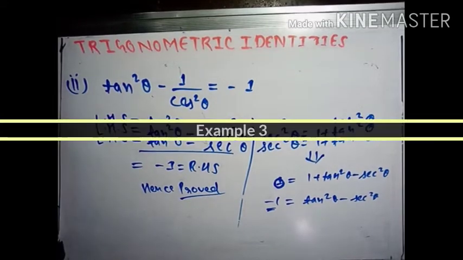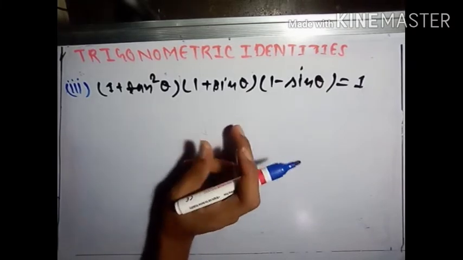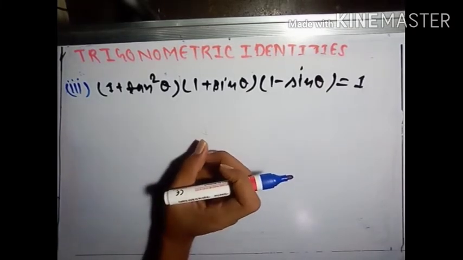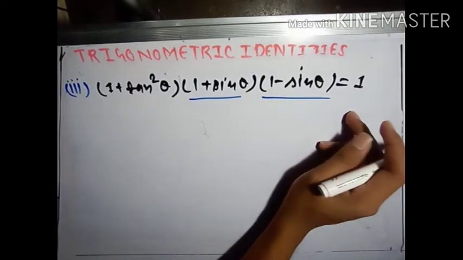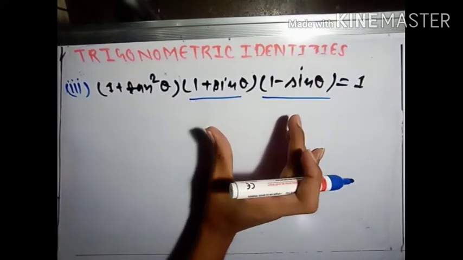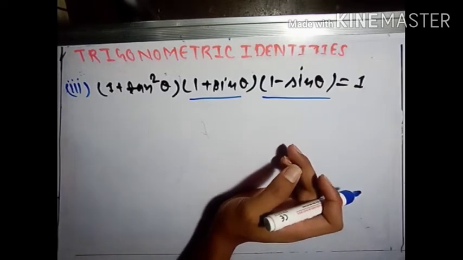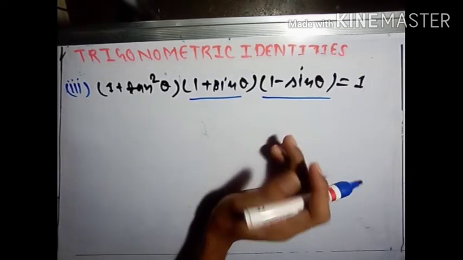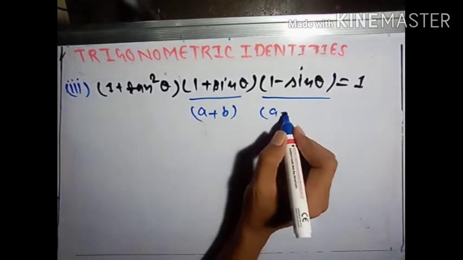Move to next example. I'm taking this question for a reason. The reason is 1 plus sine theta and 1 minus sine theta. Look at these two values, 1 plus sine theta and 1 minus sine theta. Now what are they indicating? They are written like a plus b and a minus b.